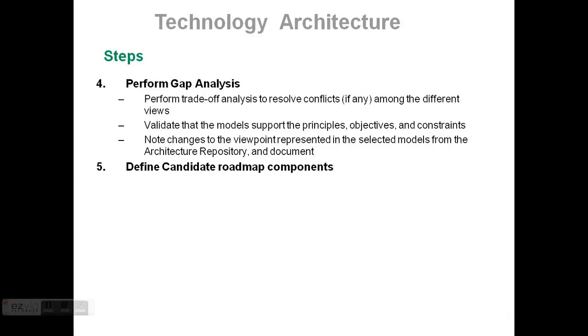Next major step is to define the candidate roadmap components. Now we know where we are, we know where we want to be, we know what is in between, and now we have to create a roadmap of components that we need to put in place in order to close the gap.